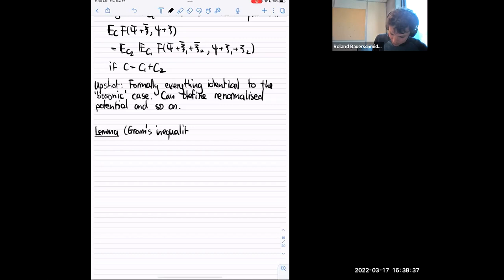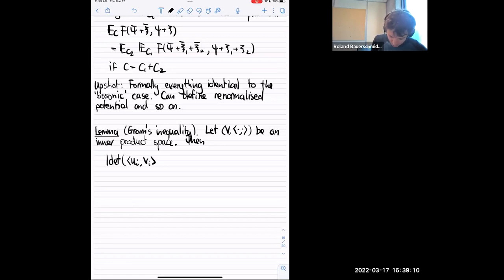It's a version of Gram's inequality. What does it say? You start with a vector space, say V, with inner product. So V is an inner product space. Well, then you can bound the determinant of a Gram matrix, which is given by taking vectors u_i, v_j, taking the inner product, with i, j from 1 to p. You take the determinant of this. This is bounded by the product from i equal to 1 to p of the norms of u_i, v_i, and these are the inner product norms.